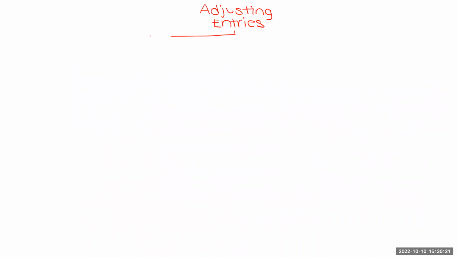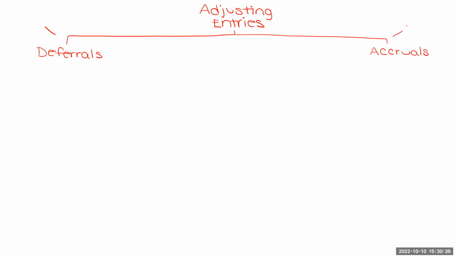Okay, so your adjusting journal entries, we can group them into two broad categories. The first category is called deferrals, and the second is called accruals. What they have in common within the categories: deferrals, these are items resulting from prepayments. Let me do it in a different color. Why not? I can use different colors.